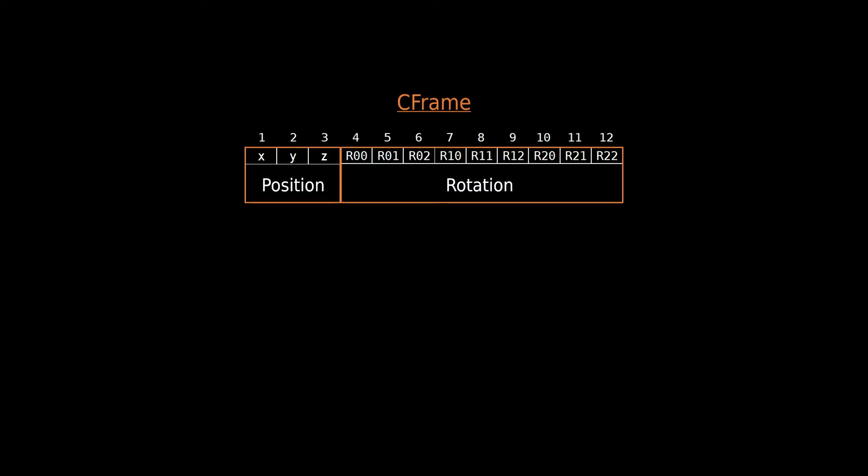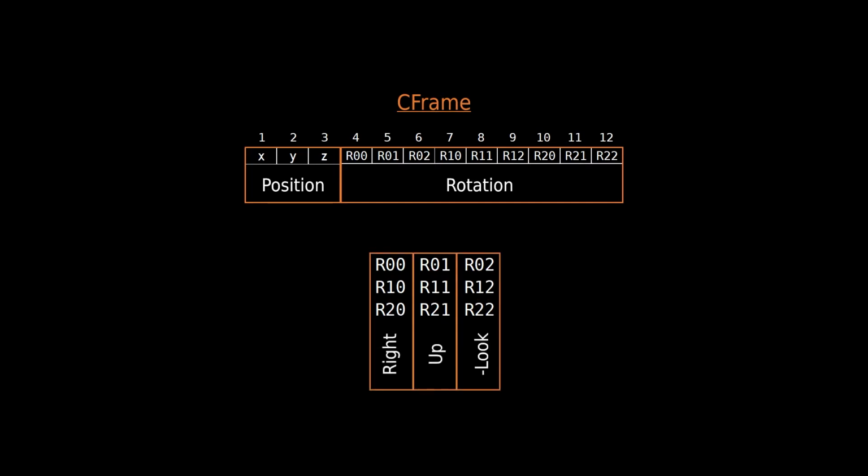If we rearrange this rotation information, we can create a 3x3 matrix. The first row is 0,0, 0,1, and 0,2. The second row is 1,0, 1,1, and 1,2. And the third row is 2,0, 2,1, and 2,2. If we look at the columns, the first column 0,0, 1,0, and 2,0 corresponds to the right vector, which is the x-axis that is shown with a red handle. The second one is the up vector 0,1, 1,1, and 2,1. It corresponds to the y-axis shown with a green handle. The third column is 0,2, 1,2, and 2,2. It corresponds to the negative look vector.